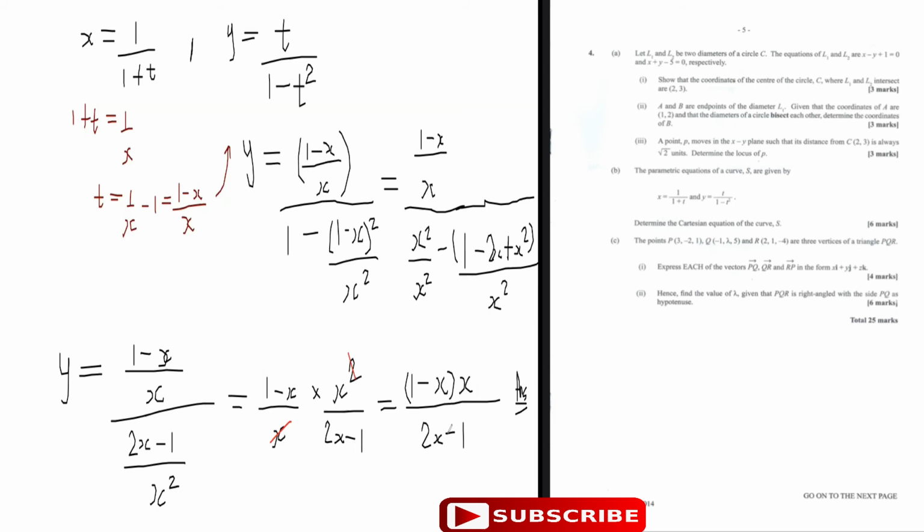Now let's have a look at part C. For part C, let's look at part 1 first. We have that the points P, Q, and R are three vertices of a triangle PQR, and it says express each of the vectors PQ, QR, and RP in the form xi plus yj plus zk. All right, so let's do that.